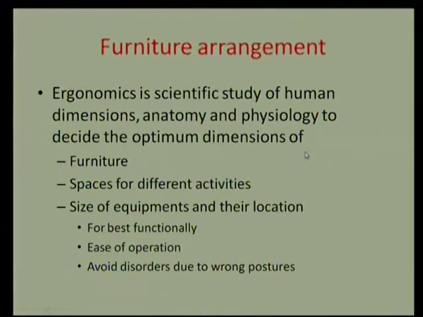So the size of the furniture, sometimes if it does not appropriately fit the dimensions of the human body, in that case what happens in the long run if we use that type of chair or table which is not according to the dimensions of the person using it? Then over a period of maybe 3 to 10 years, chronic diseases like back pain, shoulder pain or knee pain are carried by the persons who are using it.